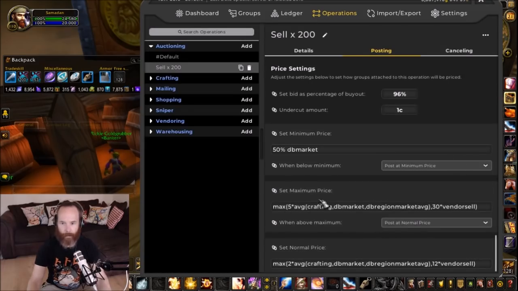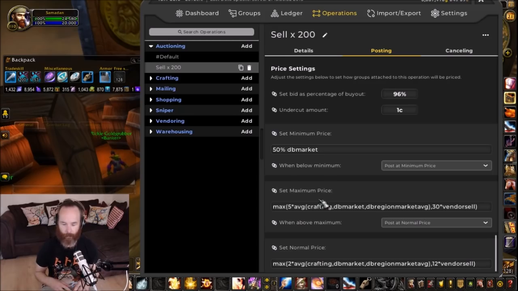Now the other factor is set maximum price. This would be for a situation where, say, they've all been sold and someone else has put something on for a massively inflated price, like 1,000,000 gold, and you think, okay, well, that's never going to sell. So I want to set my upper limit to something that's more reasonable.